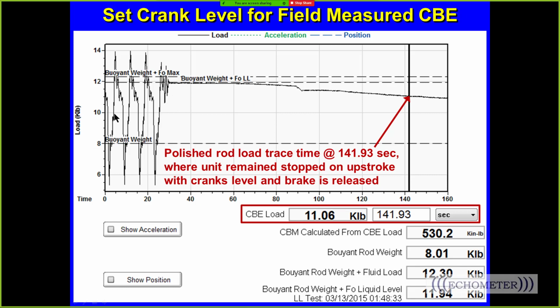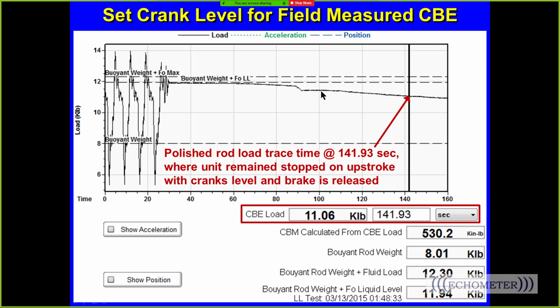And so this is the data here. It's pumping along. Right here, this is elapsed time. This is load. And there's a stroke, stroke, stroke. And he stopped on the upstroke with the crank perfectly level. And it's dropping off. Why is it dropping off? Well, because the pump has a gap between the plunger and barrel called clearance. It's slipping. And there he popped the brake right there.